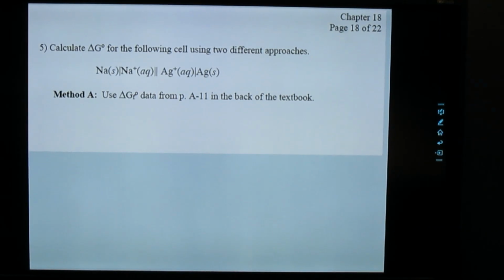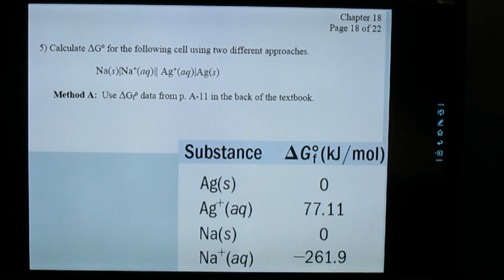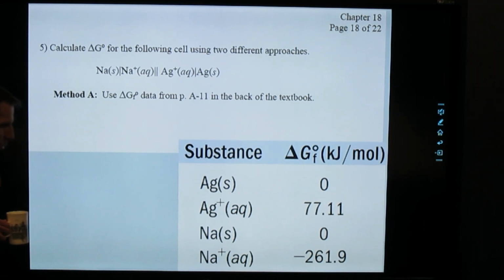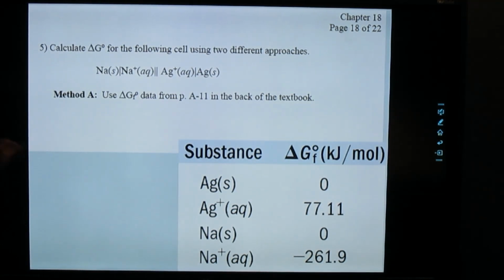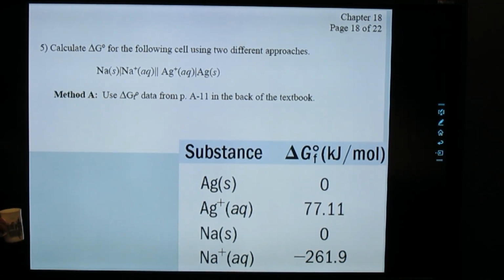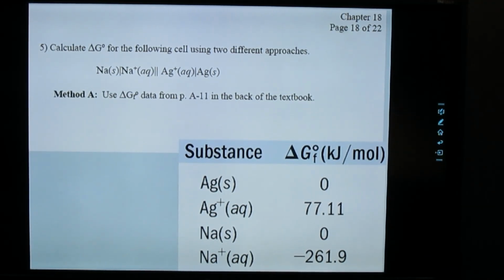And so we're going to try 2 methods. Method A uses some information from the back of the book. It's the delta GF values. I have them here on the screen, and you can also look at page A11 in the back of the book. But here they are, and it's for this cell. We have to make sure we have the correct balanced equation.